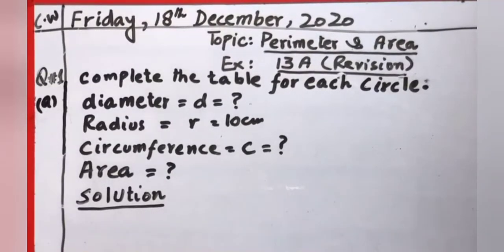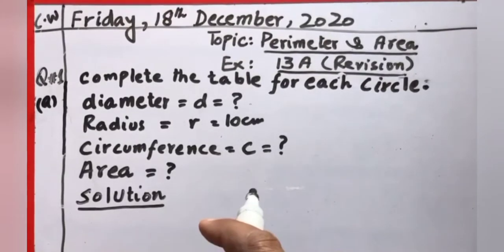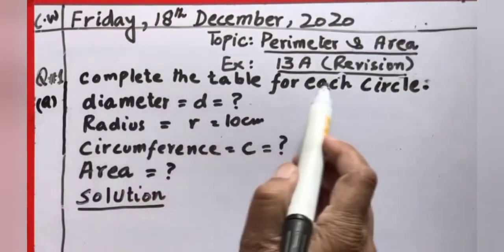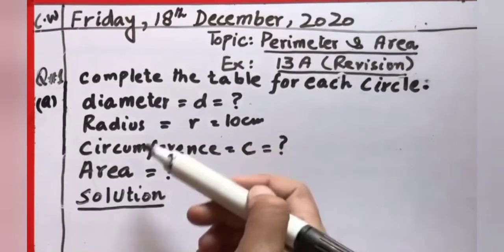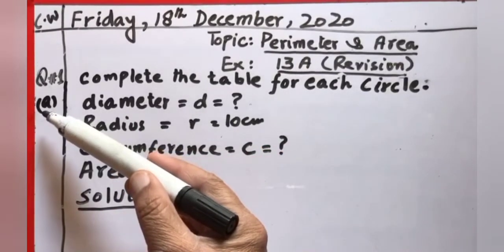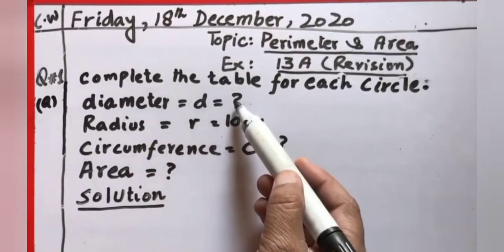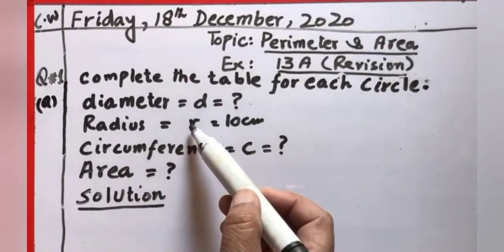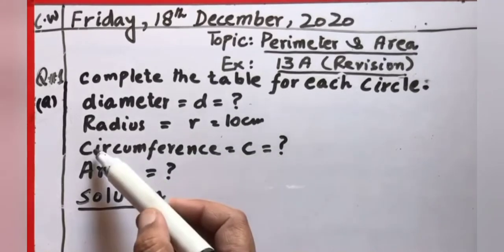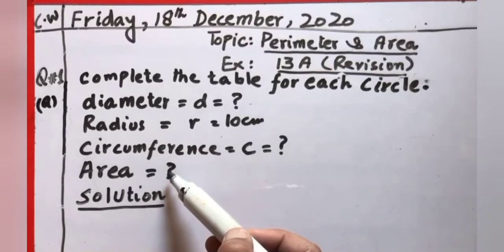Okay student, now we are going to solve and revise exercise 13a. The question number 1 is complete the table for each circle. Here are the table in which the first part is given. In first part of question number 1 statement, the diameter of the circle we have to find, and the radius of a circle, which we represent by r, is 10 centimeter, and the circumference of the circle we have to find, and the area of the circle we have to find.